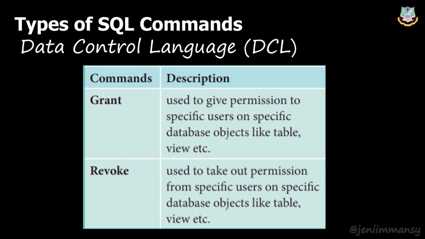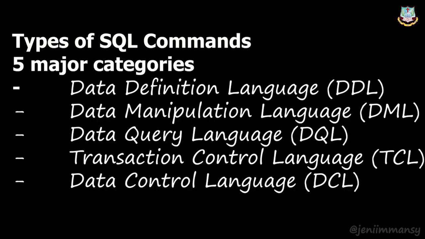Let's see it once more. The types of SQL commands, what all have we seen? First, data definition language: inside that, we have seen create, alter, drop, rename, and truncate. The next one is DML, data manipulation language: insert, update, and delete. The next is data query language: the select command. Then the control commands. Transaction control language means commit, rollback, set transaction, savepoint. And the last one, grant and revoke, comes under data control language.